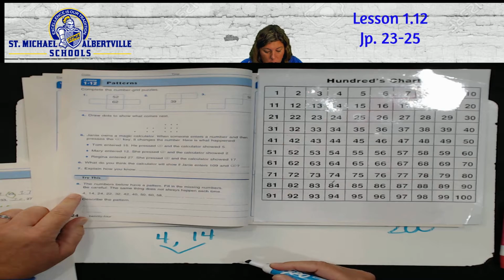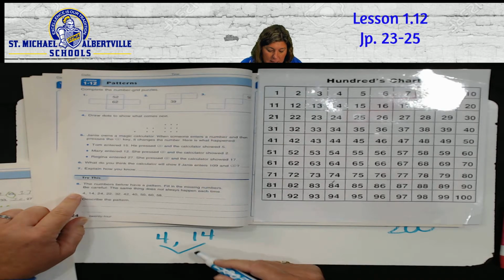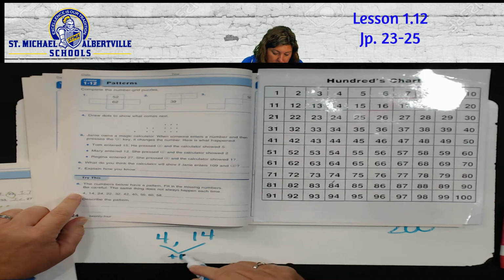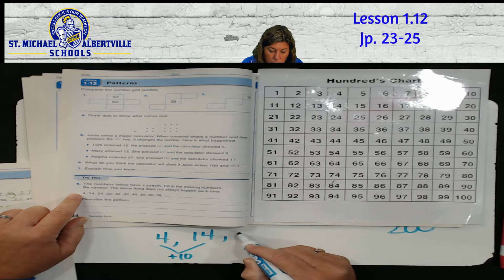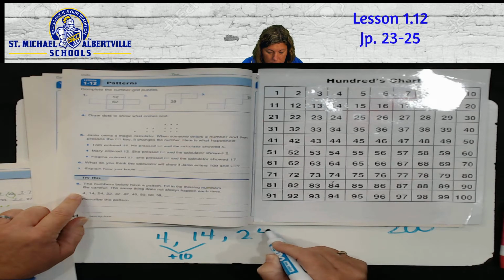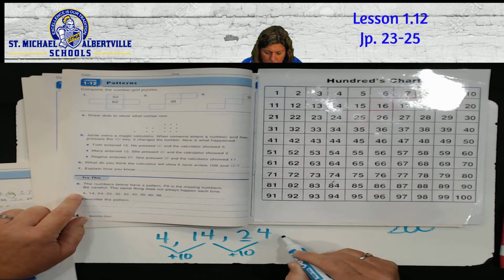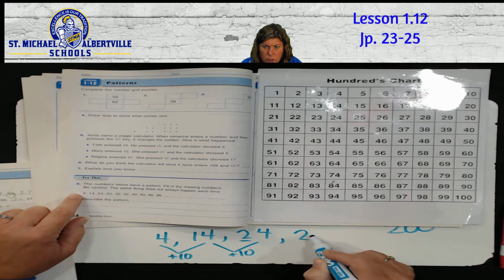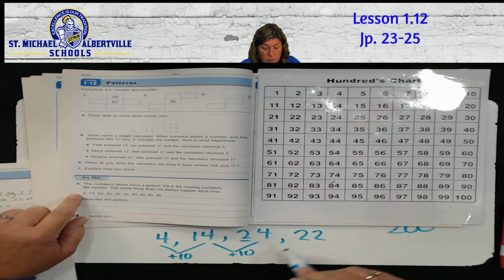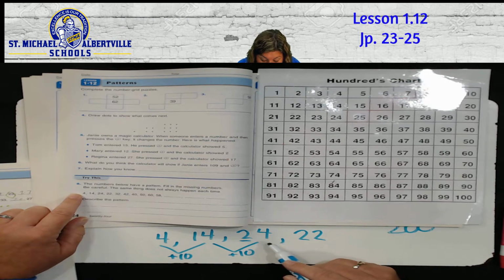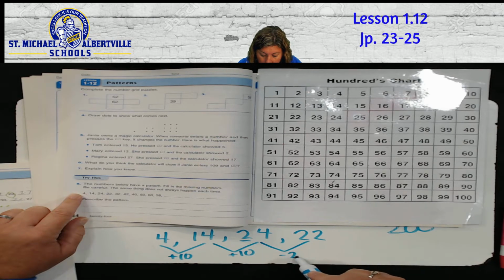Well, I know that from 4 to 14 they added a 10. So this one's plus 10. Okay, now they went to a 24. Yep, they definitely added 10 here. But then something happens because all of a sudden they go to a 22. So from a 24 to a 22 is not plus 10. How do you get from 24 to 22? Yes, you had to take away 2.